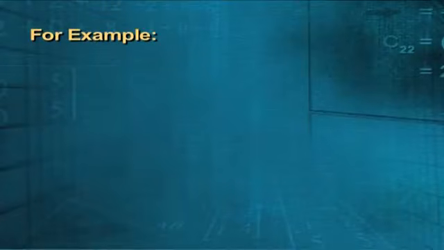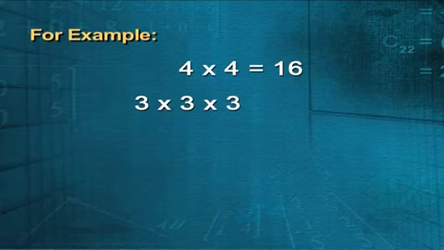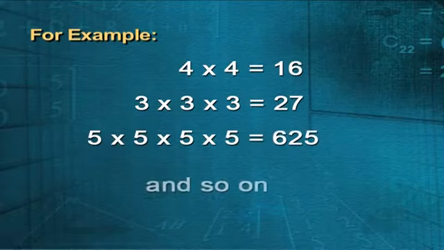In your earlier classes, you have learned how to multiply two or more real numbers. For example, 4 into 4 is 16, 3 multiplied by 3 multiplied by 3 is 27, 5 multiplied by 5 multiplied by 5 multiplied by 5, 4 times, is 625, and so on. But think of a situation where you have to multiply 8 15 times. How difficult it is to write 8 into 8 into 8, 15 times.